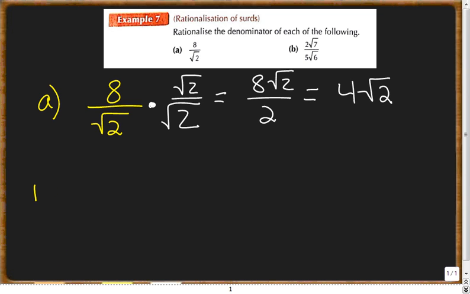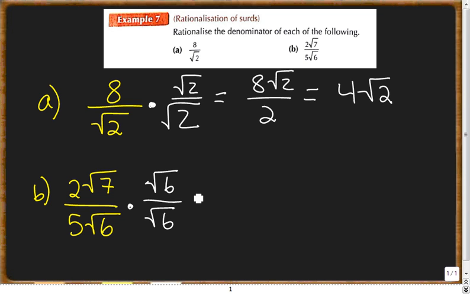For b, excuse me, we have 2 times the square root of 7 divided by 5 times the square root of 6. So again, all we're trying to do here is to get the square root out of the denominator. So I know that the square root of 6 times the square root of 6 makes 6. So that will end up getting rid of it for me. So I'm going to multiply by the square root of 6 over the square root of 6.